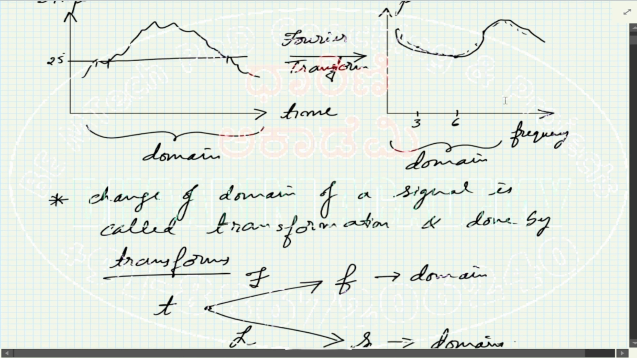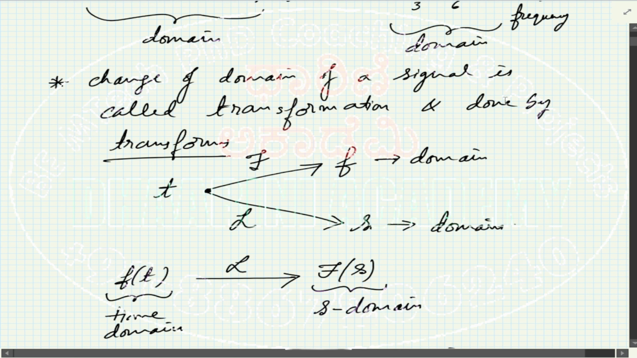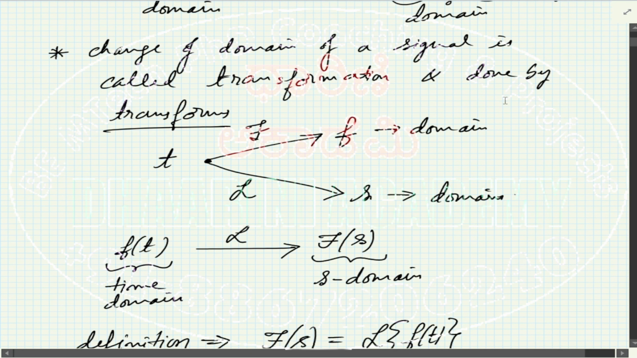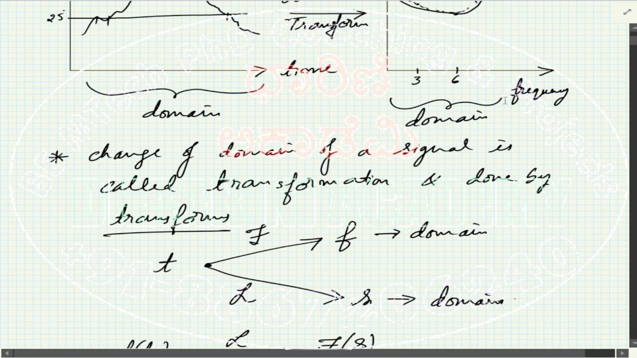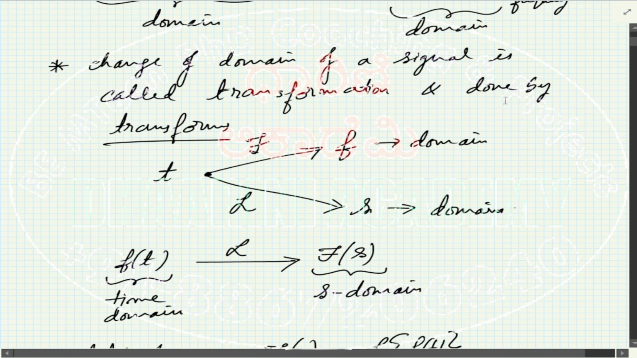Whenever you take a transform, you try to change the domain of the signal. A function changes its domain whenever you take a transform. If you want to go into the frequency domain, the tool used is called the Fourier transform.